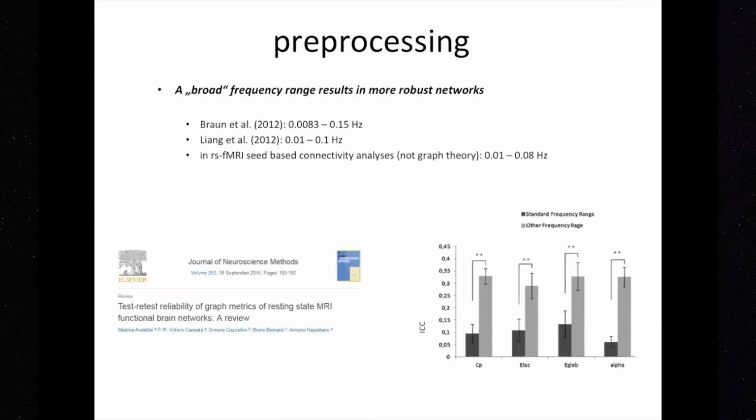So what I would suggest as a little take-home message is that a broad frequency range may result in more robust networks. The little picture you see at the bottom is from another paper from 2015 from Martina Andellini, and they could actually show that if you use broader frequency ranges instead of only the standard frequency range that you would use for resting state connectivity analysis, which was established back in the day as 0.01 to 0.08 hertz, then you have a higher retest reliability here, measured by the intra-class correlation coefficient.